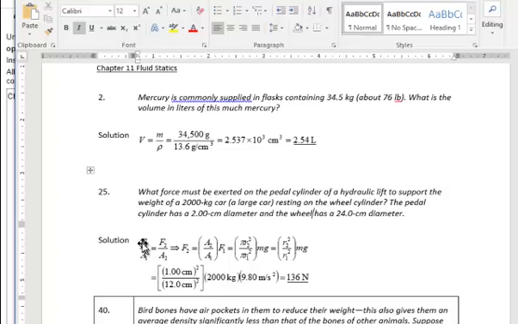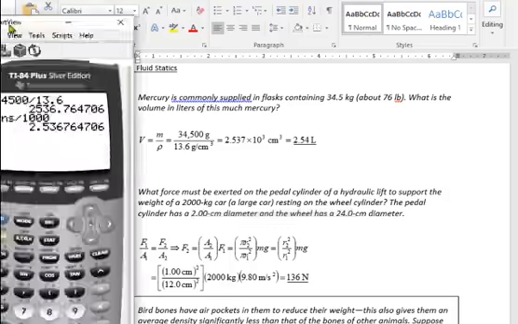And so using Pascal's principle right here, which is that the pressure is the same everywhere inside the fluid. So force divided by area. The area, it's a cylinder, so its cross section is a circle, so it's pi r squared. Notice that the pi actually divides out, and it's obviously just the ratio of the radii squared. So 24 divided by 2, which is 12, squared, 144. Divide 144 into 2,000.